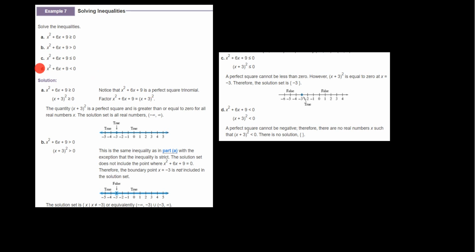And then, of course, lastly, x squared plus 6x plus 9 is less than 0. As I mentioned, I kind of gave that away. It's never going to be less than 0. Again, this is what it factors into. It will never, ever be less than 0. So the solution there is the empty set.